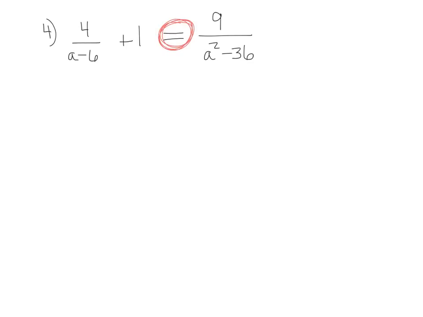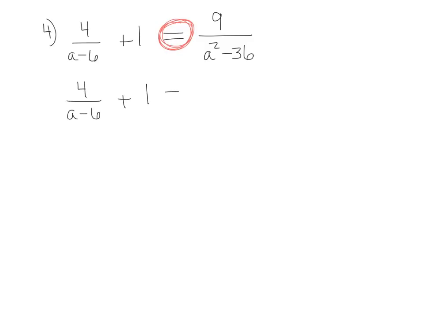Alright, step number 1, factor first. You only really need to worry about factoring the denominators. This is already factored. This is a difference. Difference means subtraction. Difference of two perfect squares, a times a and 6 times 6. Okay, we can factor. So we're going to leave the first fraction alone.